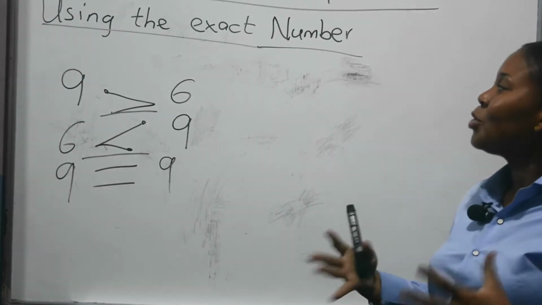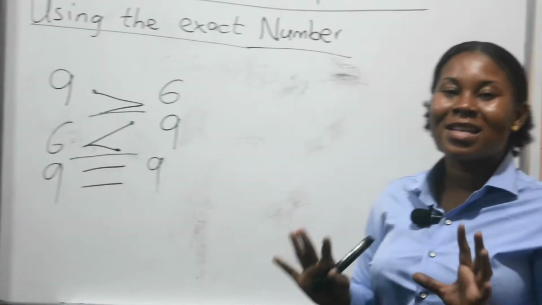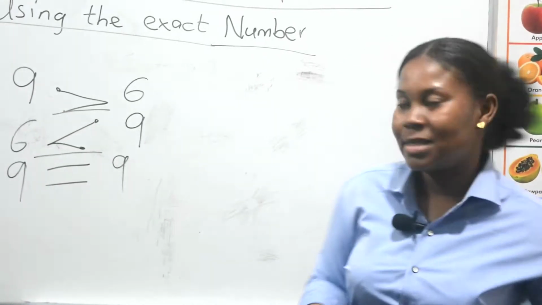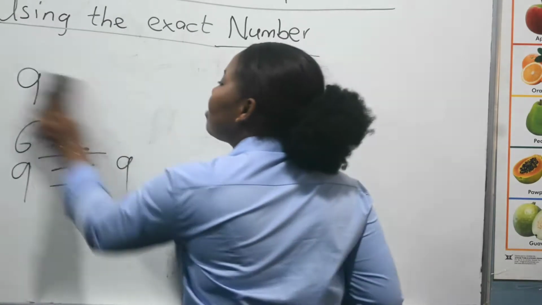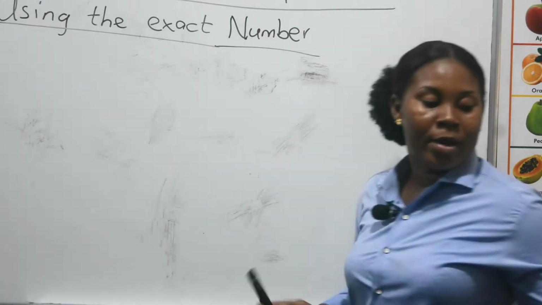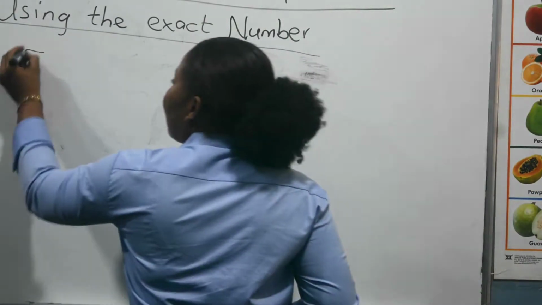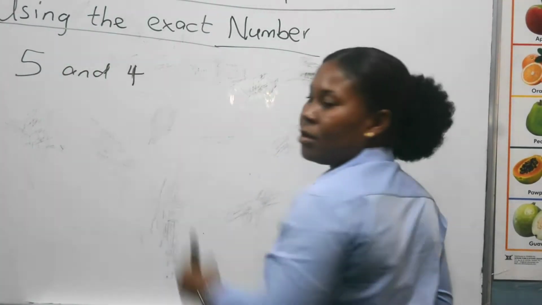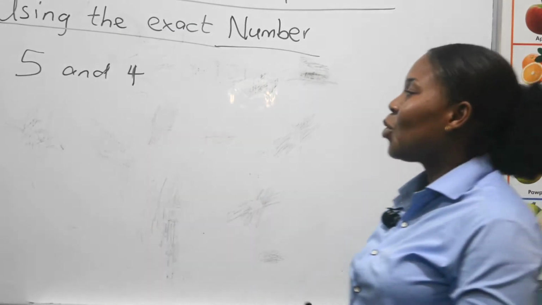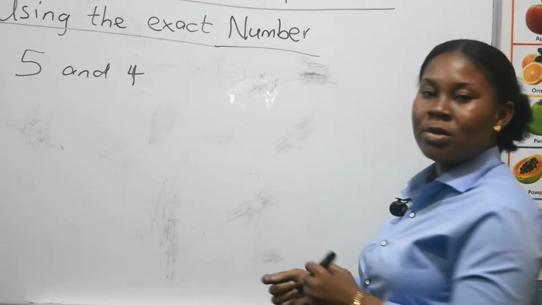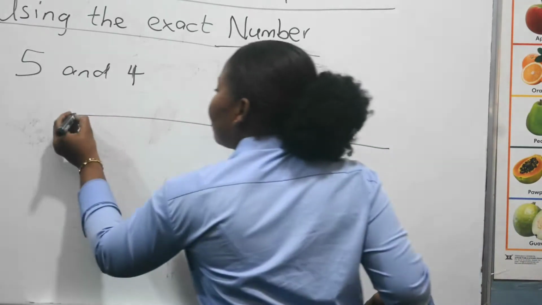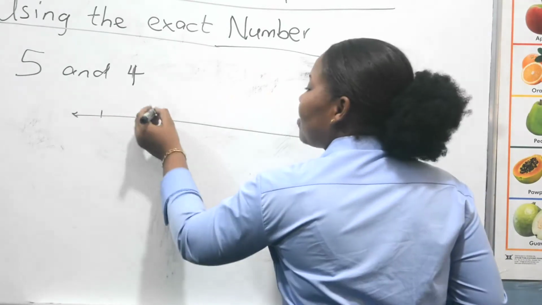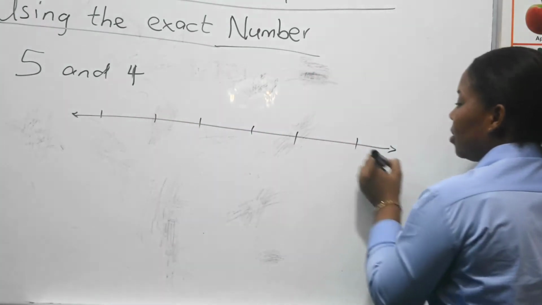But today we are going to compare the numbers by using the exact figure. So for instance, when we have 5 and 4, and we want to compare them, we can use the number line to compare the 5 and 4. So this is my number line, as you can see on the board.